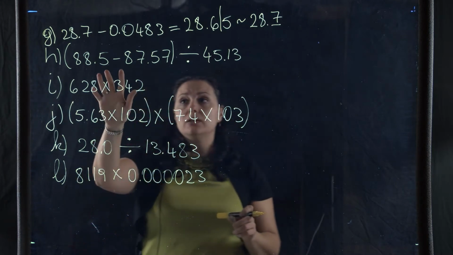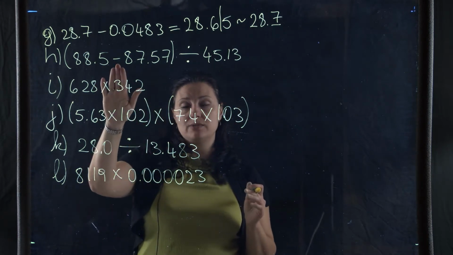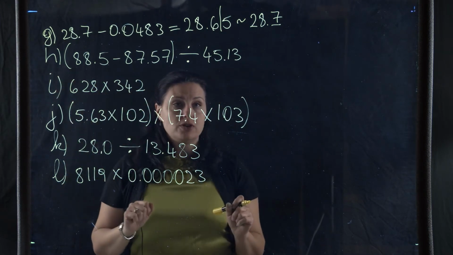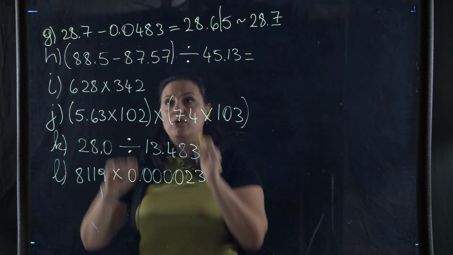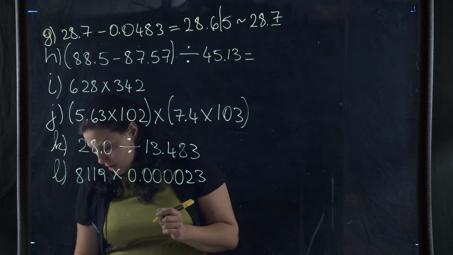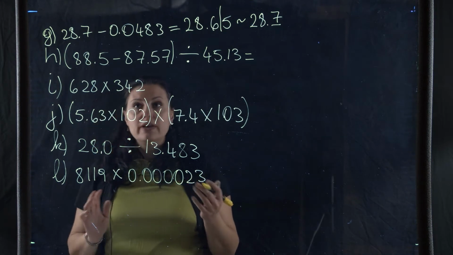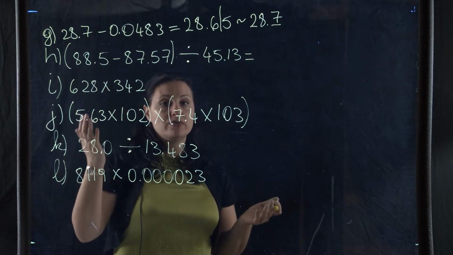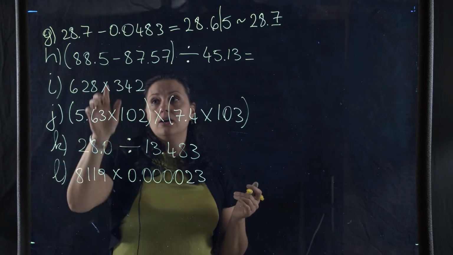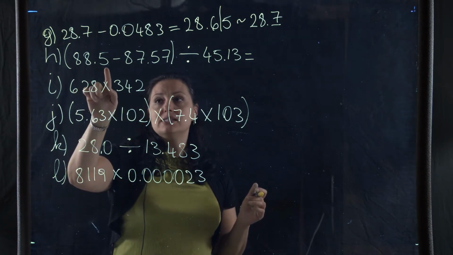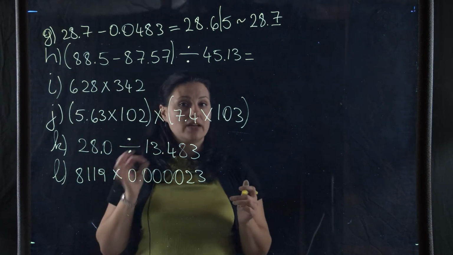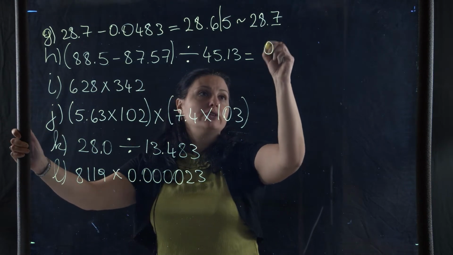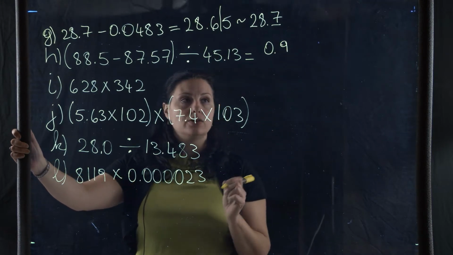Okay, now for this one, I have mixed operations. I have subtraction here, but I have division here. However, I'm told to do the subtraction first, so I have to look at what's inside the parentheses. Now, if you do that, you will get, and I'm not going to write it all out, you'll get a number, but we'll look at the number of digits after my decimal place. This has 1 and this has 2. So my answer can only have one digit after the decimal. And if you do that, you should get 0.9 as your answer.